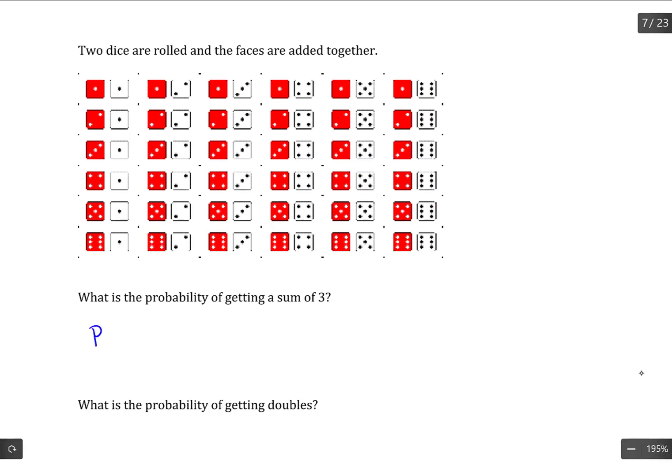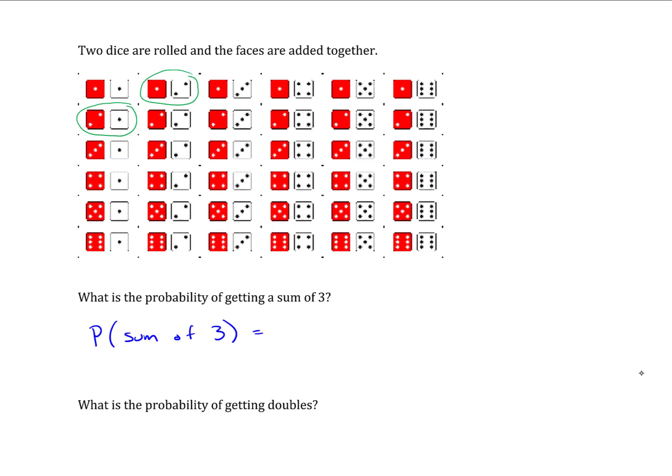So our first question asks, what's the probability of getting a sum of 3? So when they say a sum of 3, they mean the sum of the faces on the dice. So let's look through and find sums of 3. So 2 plus 1, there's a way of getting a sum of 3. And 1 plus 2, there's another way of getting a sum of 3. Since these die are distinct, that means that these are 2 separate outcomes.